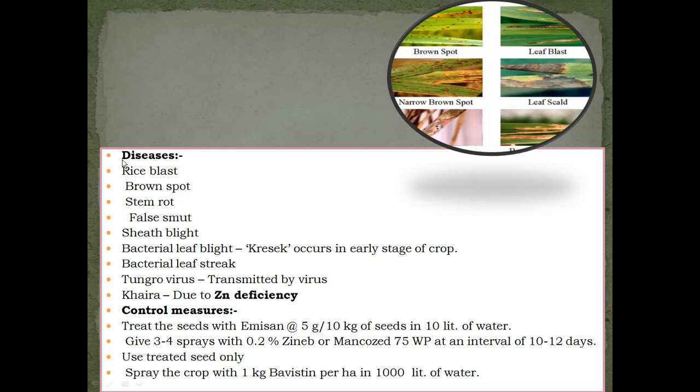For control of this disease, the rice seeds are treated with biostin or the emission or the 3% brine solution before sowing for control of these bacterial blights or the rice blast disease. Then also use the treated seed only. Then spray the crop with 1 kg biostin per hectare in 1000 liter of water. Then also grow the disease resistant varieties and also timely sowing. Then clean cultivation is recommended. This is the control measures of diseases.